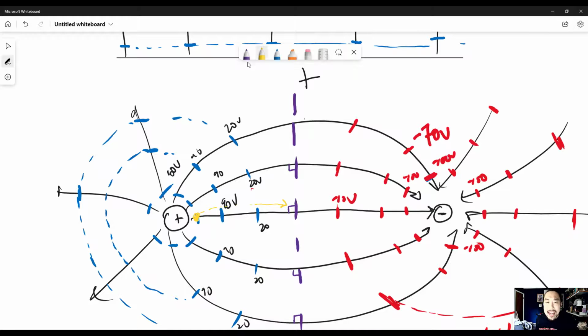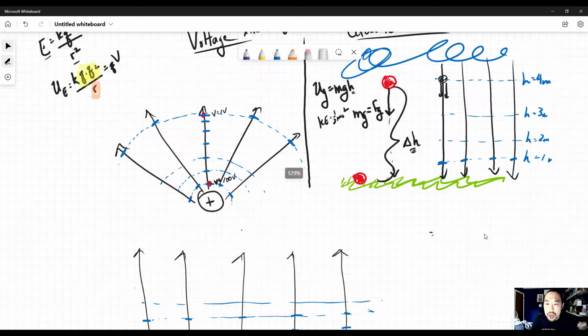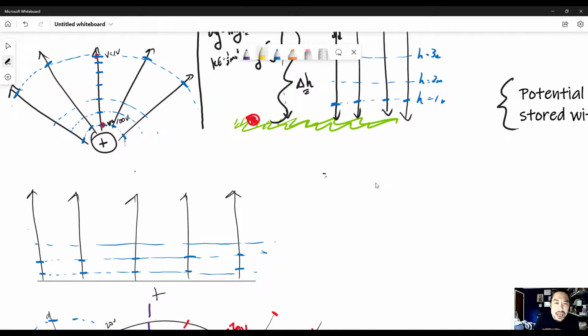But what about this negative voltage? Well, the negative voltage, if we were to go back to our analogy up here, negative voltage is kind of like if we were to have a hole in the ground. Okay, and let's say this grass here is called 0 meters. Anything below that will represent just a negative height. So this could be negative 1 meters, this could be negative 2 meters, this could be negative 3 meters, and this could be negative 4 meters, right?